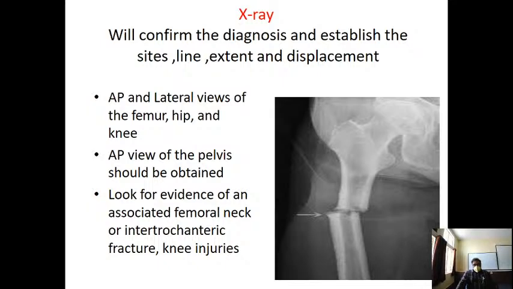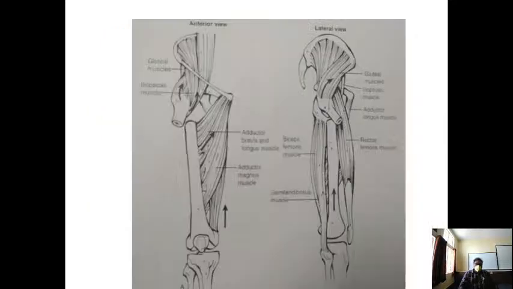Coming to the investigation, X-ray is usually the diagnostic investigation used, and we will confirm the diagnosis and establish the size, line, extent and displacement of the fracture using an X-ray. We will get two views for all fractures, AP and lateral views of the femur, hip and knee. An AP view of the pelvis will also be obtained to rule out any pelvic fractures and any other fractures. We must look for evidence of associated femoral neck or intertrochanteric fractures and knee injuries.